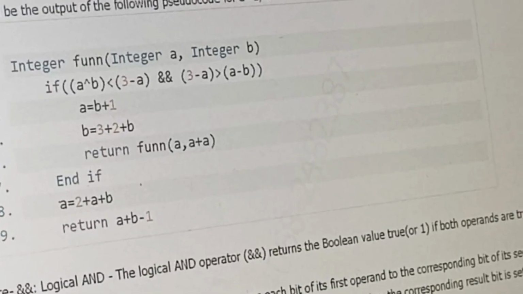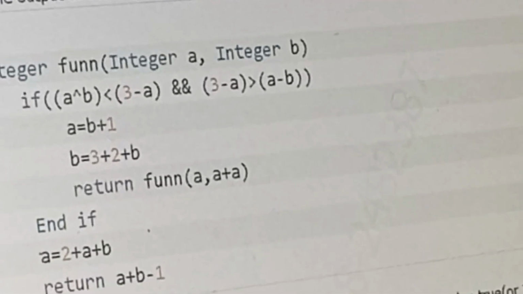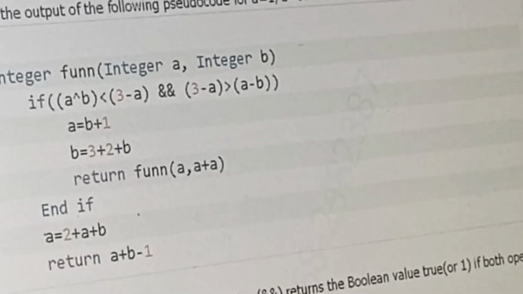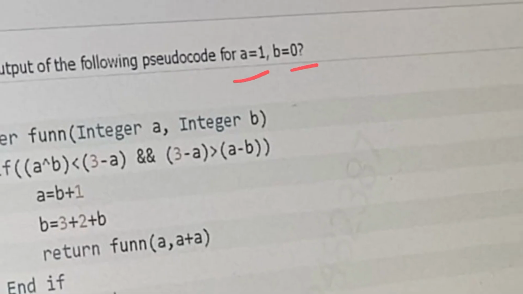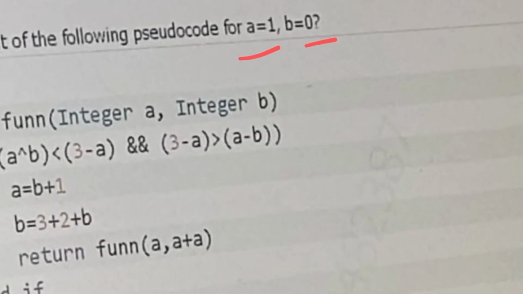So function integer a, integer b, and there is an if condition. If a XOR b less than 3 minus a. Okay, a XOR b means what? Value of a is 1, value of b is 0. So a XOR b means 1 XOR 0. In case of XOR operation, if one condition is true and one condition is false, then the result is true.